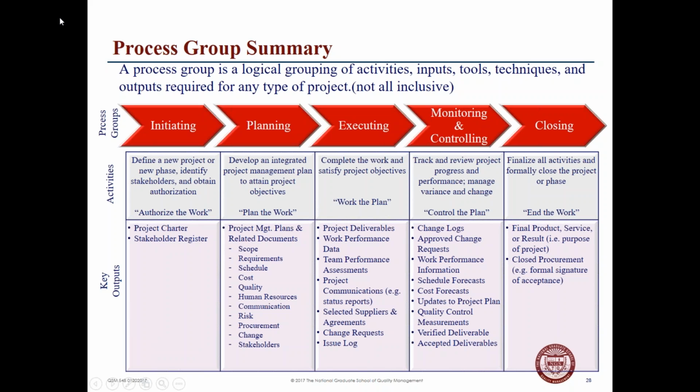So when you're looking at a summary of a process group, it's a logical sequencing, a grouping of activities, inputs, tools, and outputs, not all inclusive, of the project. So for example, when we're looking at the initiating, we're defining the project, who are the stakeholders, and an authorization or a statement of work. And we look at what are some of the outputs from that phase. We have an initial charter, and who are our stakeholders.